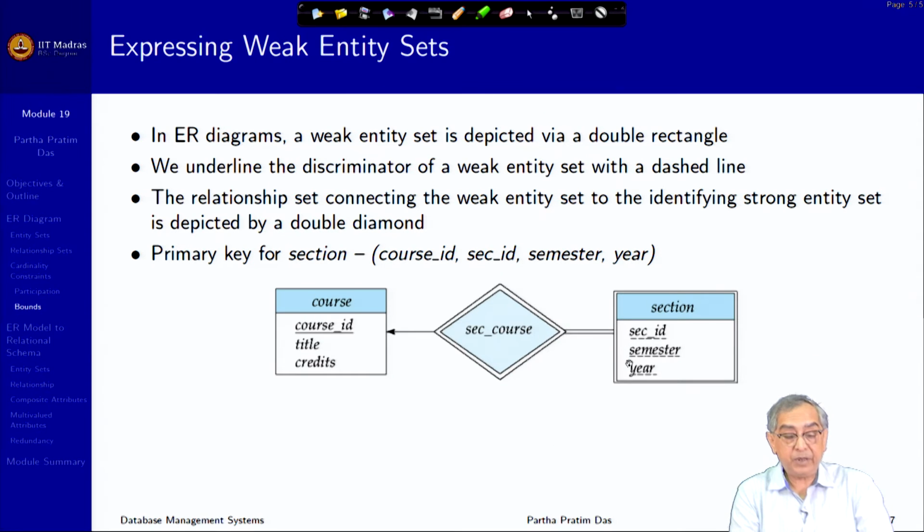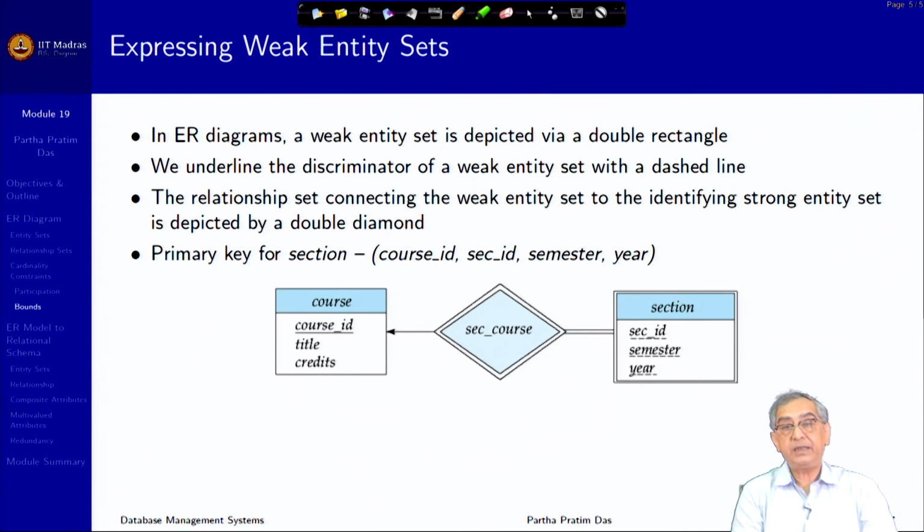If you have to represent a weak entity set, naturally what are the conditions? You need a relationship between the strong entity set and the weak entity set. First, the representation of a weak entity set is done by using a rectangle for the entity set which has a double line boundary. See, course has a single line boundary, section has a double line boundary. That double line boundary says the section is a weak entity set.